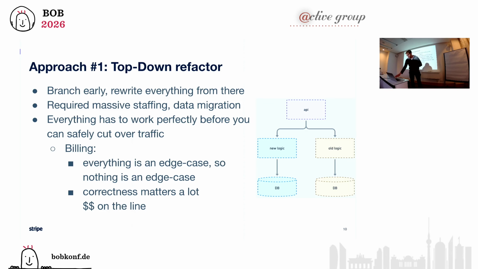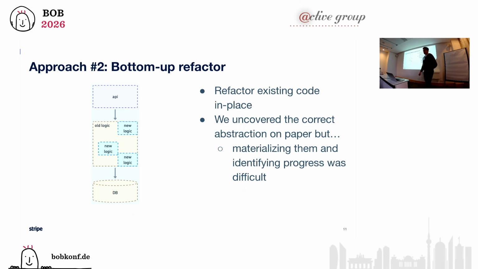So the next thing we tried was, what if we just refactor our code in place and see if we get into a good state? It seems reasonable. Everyone's refactored some code in the past, and it is sometimes manageable. One positive outcome of this was we actually did uncover the correct abstractions on paper. We figured out, here are the building blocks we need to build, the clean abstractions we need to get to.